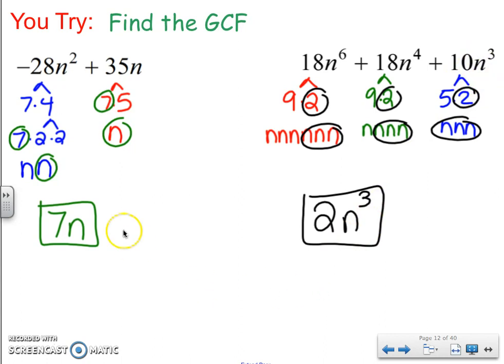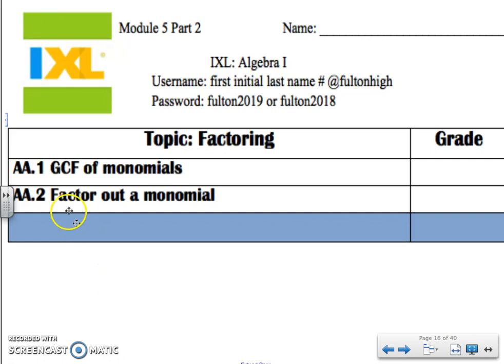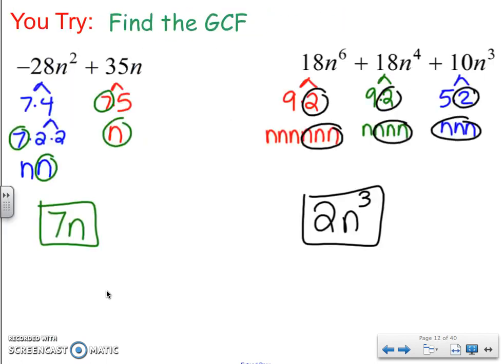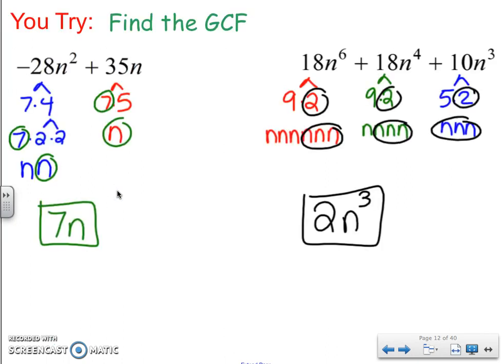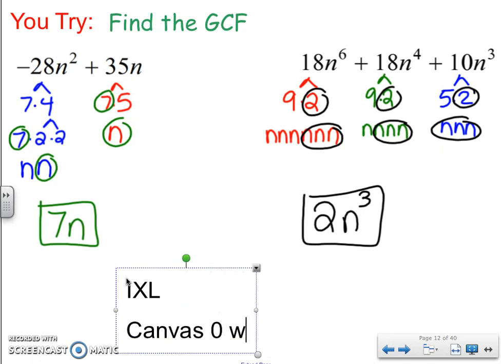Okay, so now you know how to find the GCF of some polynomials. So if you want to practice that, you can work on A1, GCF of monomials, or you need to watch the next video under this on factoring out a monomial, okay? So your 2 options are to do IXL right now, or you can stay on Canvas and watch video 2, okay?